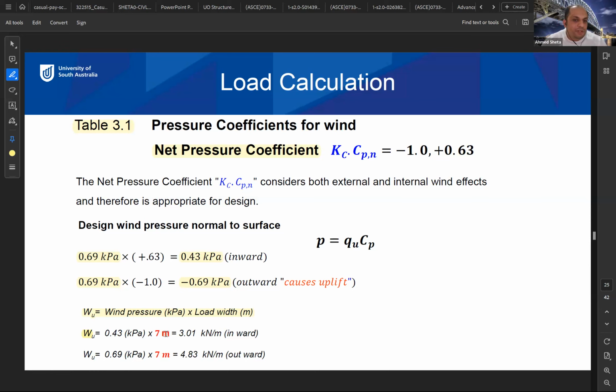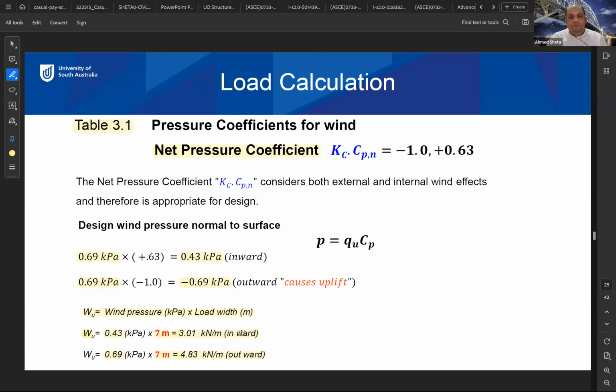What is the load width from the start of this example for B1 or B3 here? 7 meters. So what we have to do is multiply these values here, 0.43 and 0.69, times 7. 7 is the load width. So here 3.01 and 4.83, inward and outward. Inward means into the beam. Outward means out of the beam.